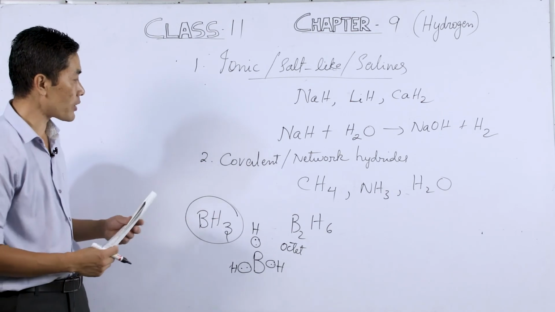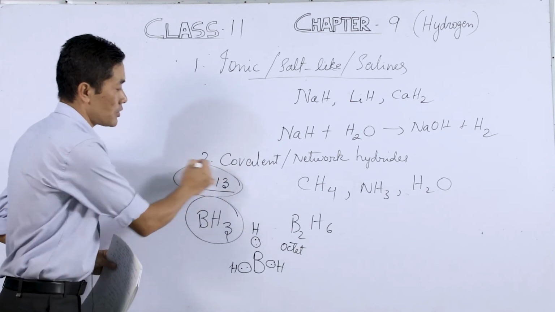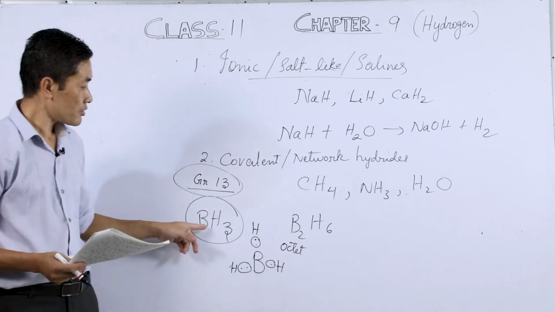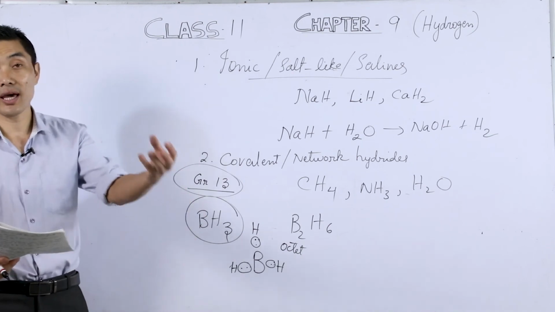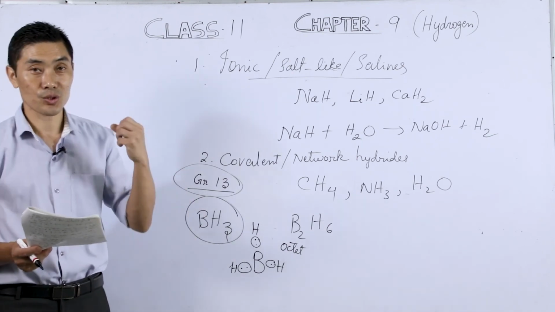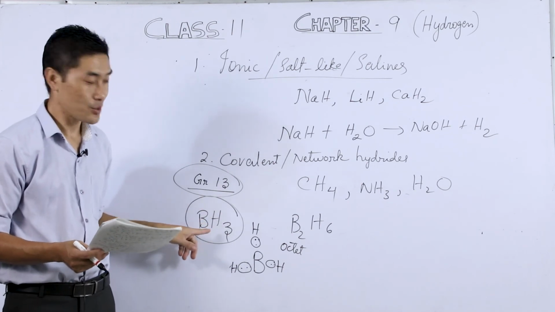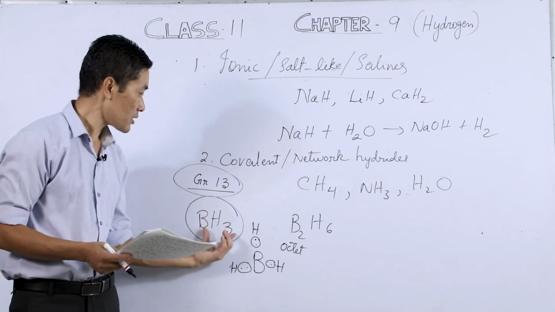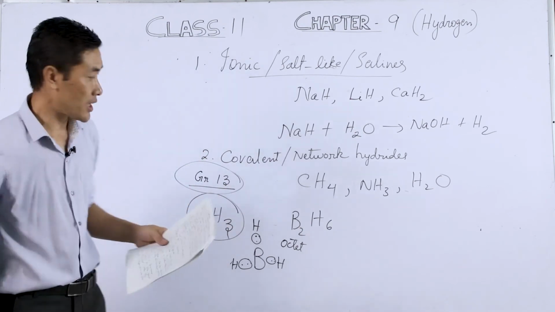And these are formed by elements of group 13. All the group 13 elements will form these electron deficient hydrides. Since they are deficient in electrons, they will be able to accept electrons. Those which accept electrons act as Lewis acids. So all these hydrides of group 13 elements which are electron deficient will act as Lewis acids.